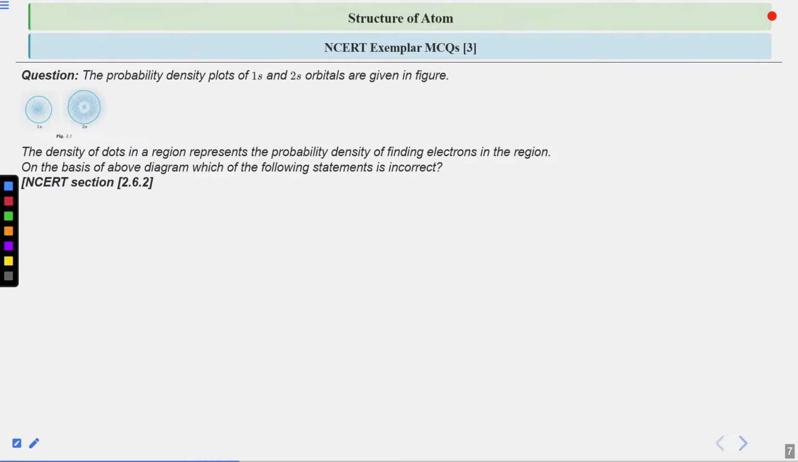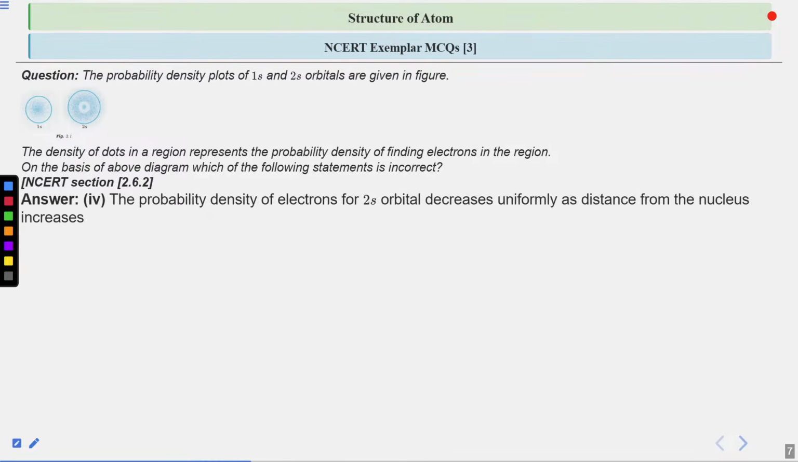The correct answer will be that the probability density for 2s orbital decreases uniformly as the distance from the nucleus increases. Now this statement is wrong. Why is it wrong? For that you have to look back at the plot that you got. There was a plot for 1s and 2s. Was it uniform? No, it was not uniform at all.